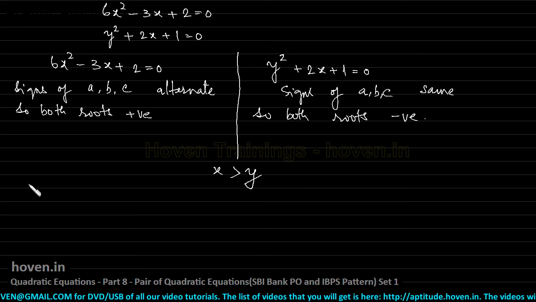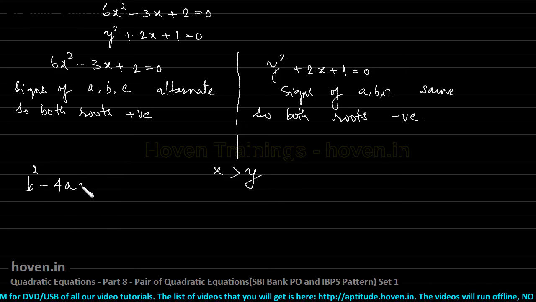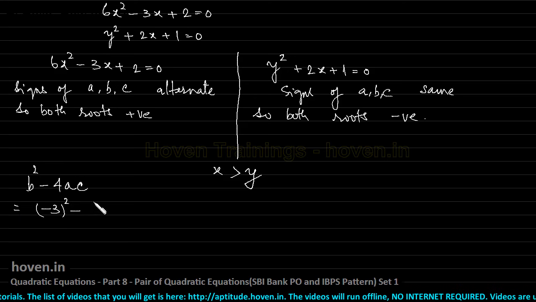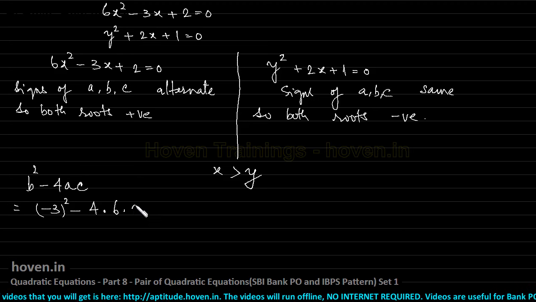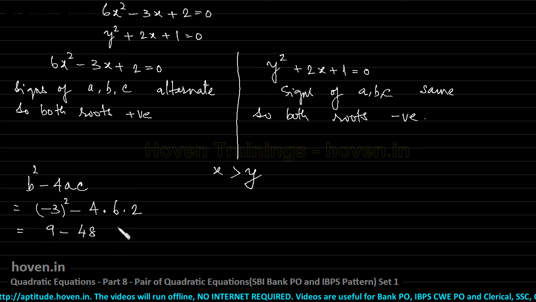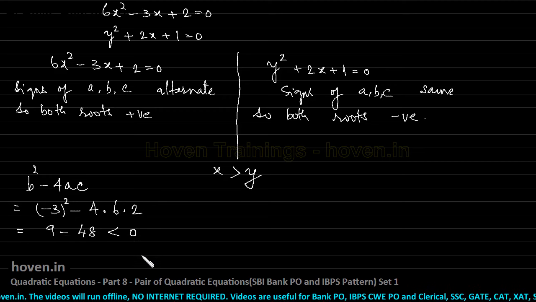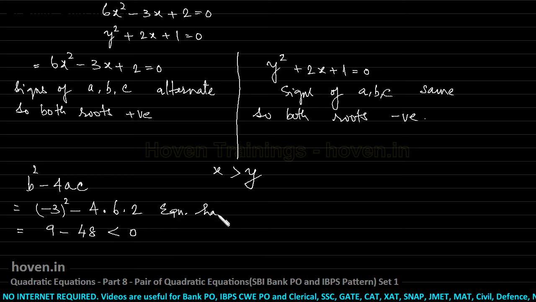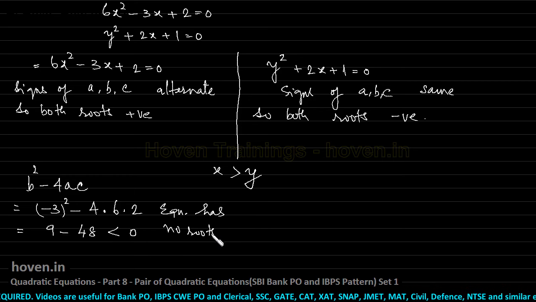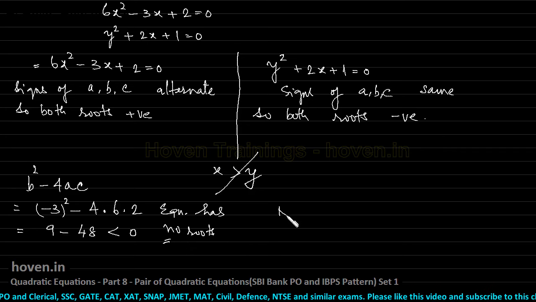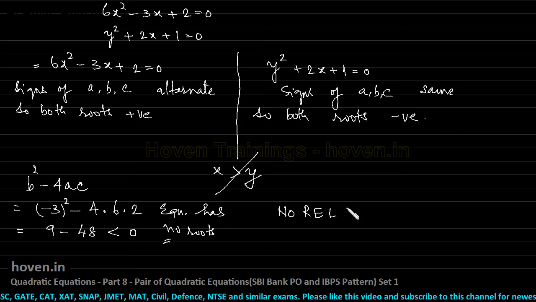Cross check this one first. B square minus 4ac, it is equal to b is minus 3 square minus 4 into a is 6 and c is 2, which becomes 9 minus 48, which comes to less than 0. This means this equation has no roots. We don't have to now check on the right side, because if this equation has no roots, then this is not possible. Then we have to write no relation exists.